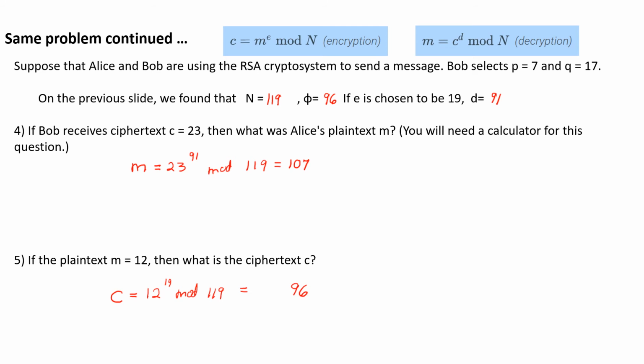Now remember, the public can always go from plain text to ciphertext because, looking at this first blue box here, they know everything they need in order to get the ciphertext. They know M, which is the plain text. They know E because that's part of the public key. They know N because that's part of the public key. So anybody can change to ciphertext, but only those people who know D, which is used in that second blue box, can go from ciphertext back to plain text.